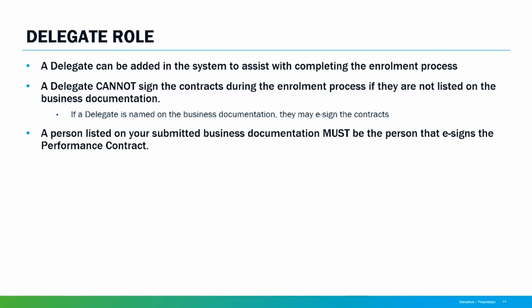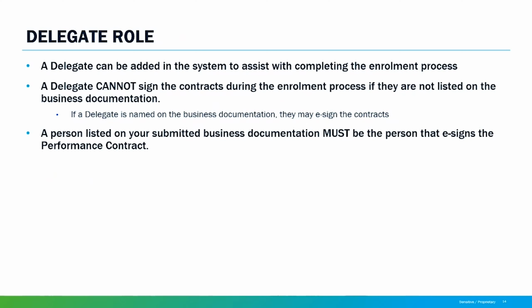So as discussed, the owner name on the Drive-On application must be listed on the business documentation you upload. That said, there is an option for an owner to add a delegate in the Drive-On portal. A delegate is someone that can assist with completing the application on behalf of the inspection center. The owner can add a delegate on step 3 of 11 in the enrollment process.